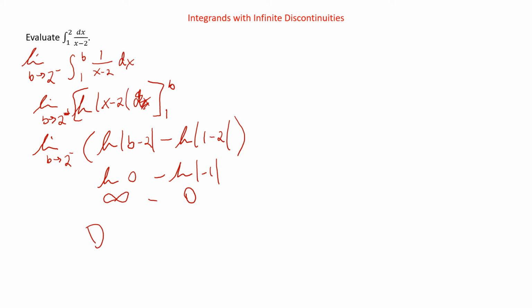So this diverges, which means that it doesn't actually have a value. So evaluate, a lot of times the directions say evaluate if it converges or indicate that it diverges. So this one diverges. So the area under it is in fact infinite.